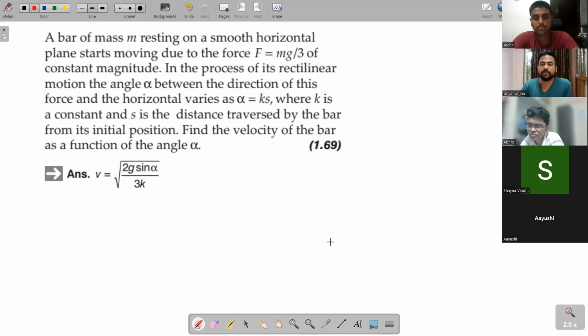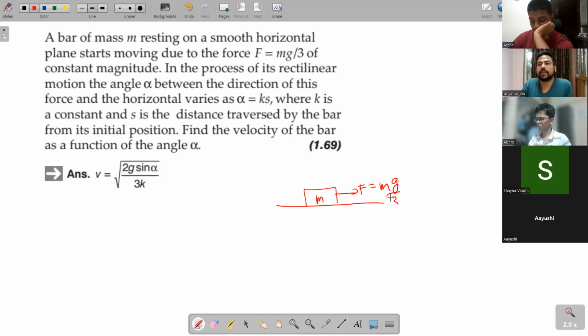Bolo, nahi aaya? Suno, a bar of mass m resting on a smooth horizontal plane. See, smooth means there is no friction, mass is m, it is at rest, and it starts moving due to force. One force mg by 3 is applied here. So the force is constant, in the process of its rectilinear motion, and the angle alpha is between the direction of this force and the horizontal.